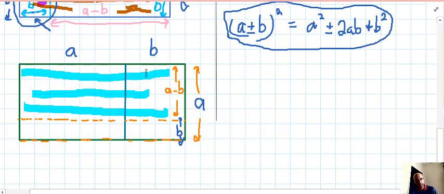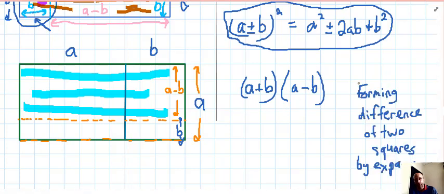Okay, well, algebraically it would be across the top. The rectangle would be a plus b, and vertically it would be a minus b. You can see there in the orange, and that's another important pattern. The name of this final one is forming the difference of two squares by expansion. So we're going to do expansion, and the result we'll get will be the difference of two squares. And you can see that relates to the drawing there.